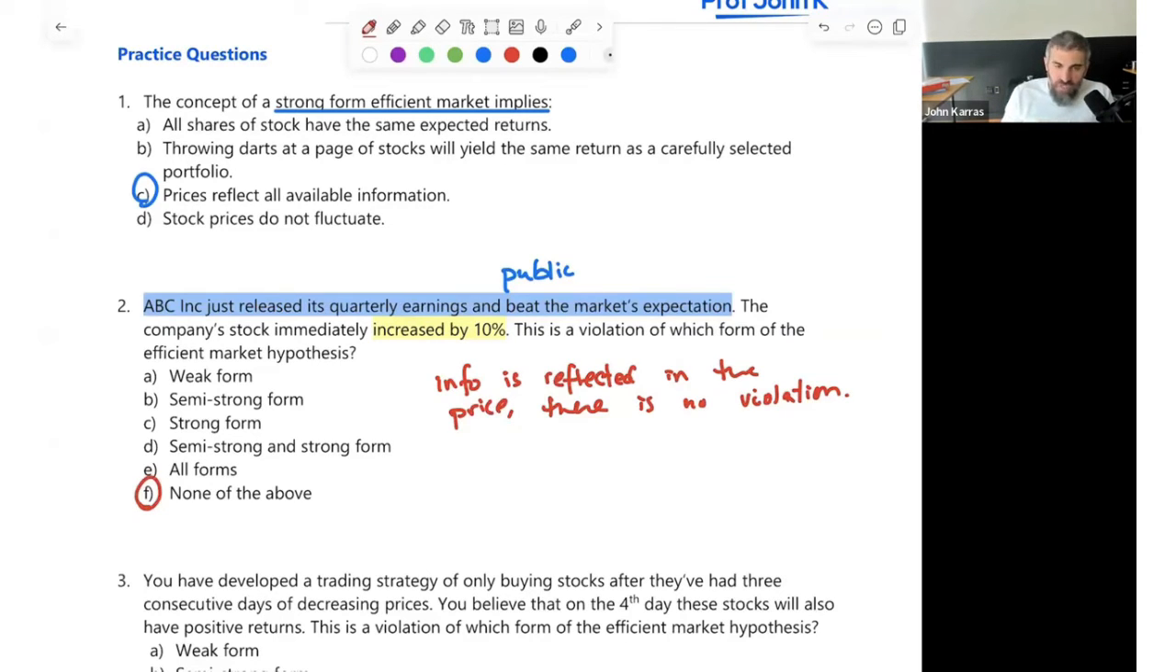So the point of this exercise is to show you, and we're going to do one where there is a violation so you can see the difference, that you have to always ask yourselves two questions before you pick your answer. What type of information are we dealing with? That's one. And two, this is the harder one because it's not always as obvious. Is that information reflected in the price, yes or no? If it is, there's no violation. If it is not, then there is a violation, and then you choose the right one. So we're going to do another one. I think the next one has a violation, so you can see the difference.